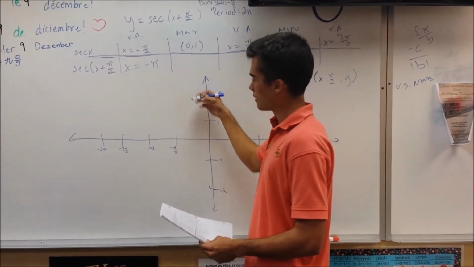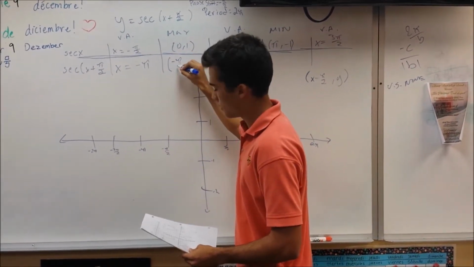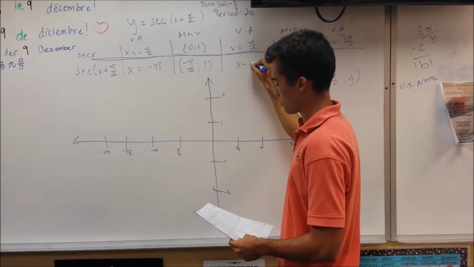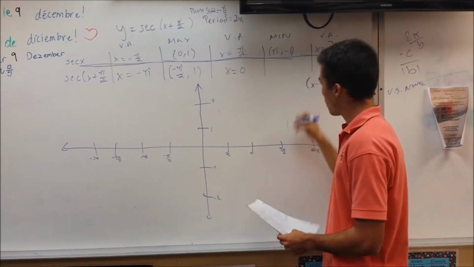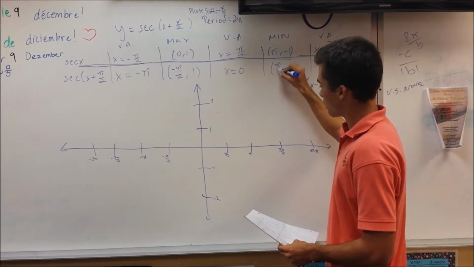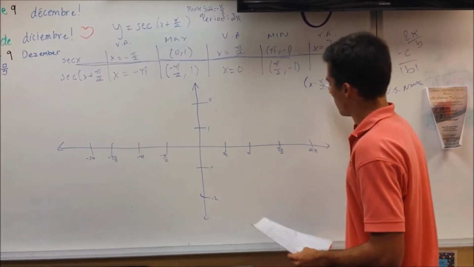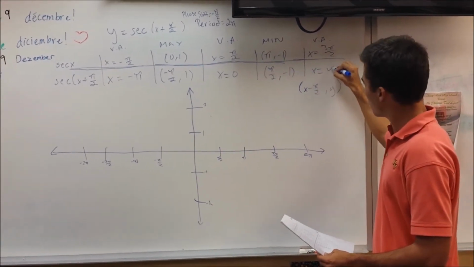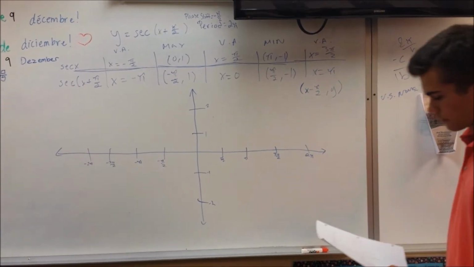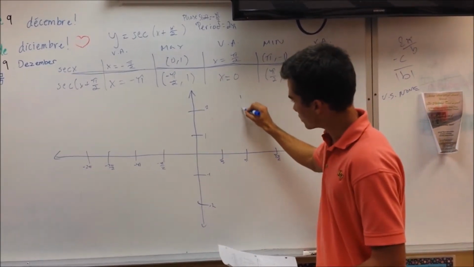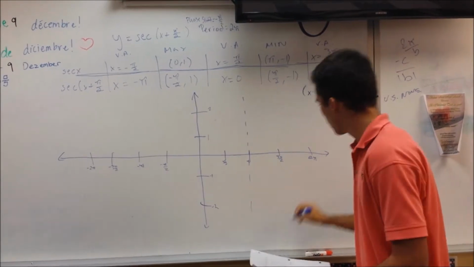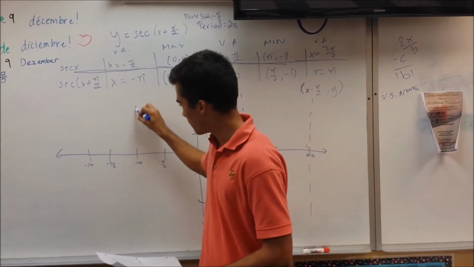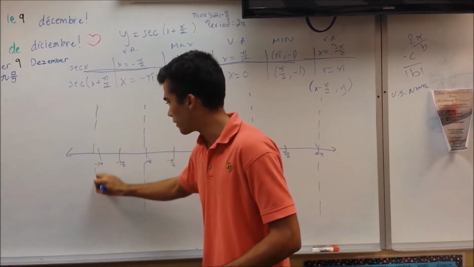Then our new maximum is going to be negative pi over 2, 1. Our new vertical asymptote is going to be x equals 0. Our new minimum is going to be pi over 2, negative 1. And our new vertical asymptote is going to be x equals pi. So now we are going to graph, and we first have to draw our vertical asymptotes. So we have a vertical asymptote at pi, a vertical asymptote at 2 pi, and a vertical asymptote at negative pi, and negative 2 pi.